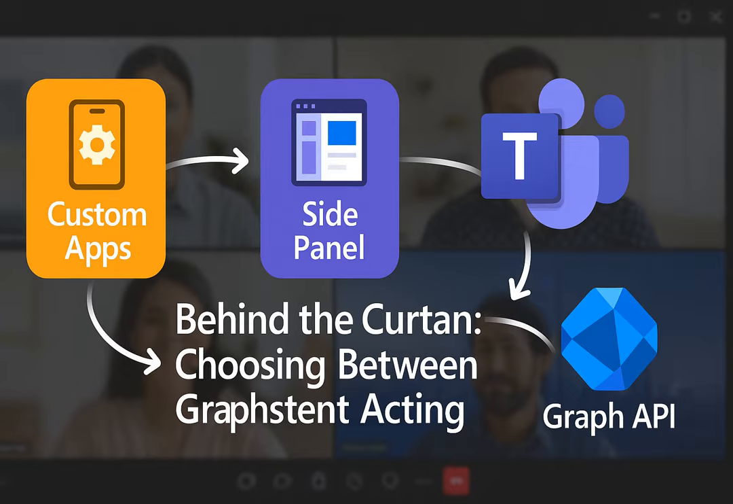If you think Teams meetings are just about video calls and screen shares, you're missing the real game. What if the meeting itself could trigger workflows, display live business data, or even run internal apps right next to the conversation? Today, we're breaking down exactly how custom apps, in-meeting side panels, and Graph API events can turn Teams into a dynamic work hub. But the way they work together might surprise you.